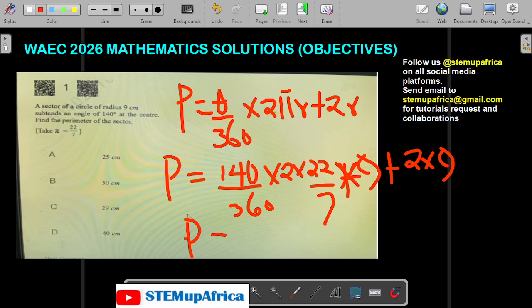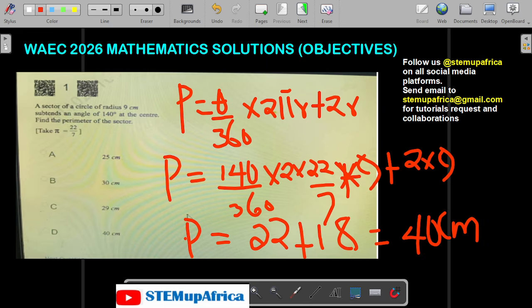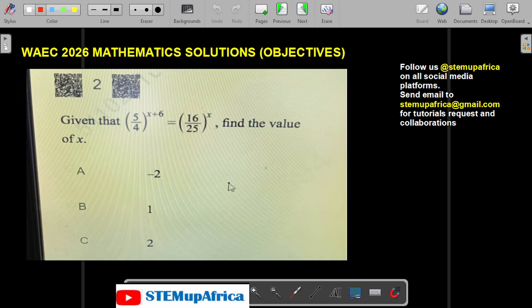So P will give us what? If I multiply and divide, what am I having? I'm having 140 times 2 times 22 times 9 divided. We are going to have 22 plus 18. That will give us 40 centimeters. And we happen to be option D. Let's go to the next question.